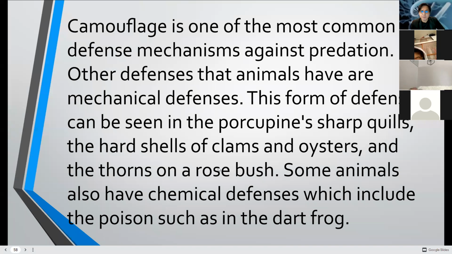Some animals also have chemical defense, which includes the poison of the dart frog, the one that I was discussing last meeting. And of course, this poison gland will be activated if you're going to touch the dart frog. Okay. Pufferfish, yes, the defense of the pufferfish is they will just puff if the predator is there, so as to look big. Actually, the pufferfish is just small. But if the predator activates it, it will just pop itself to look big. Okay.